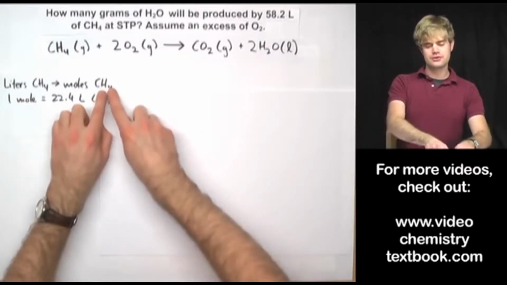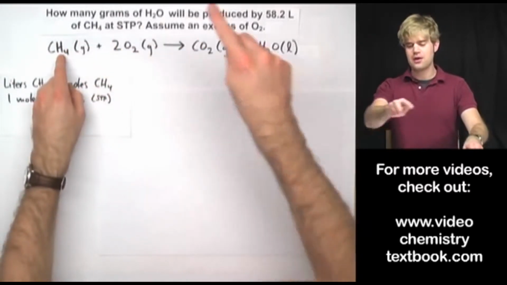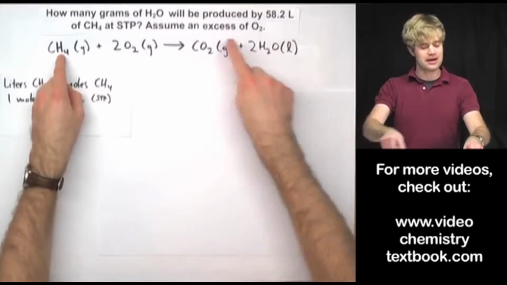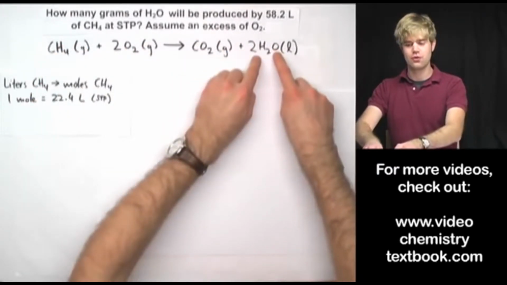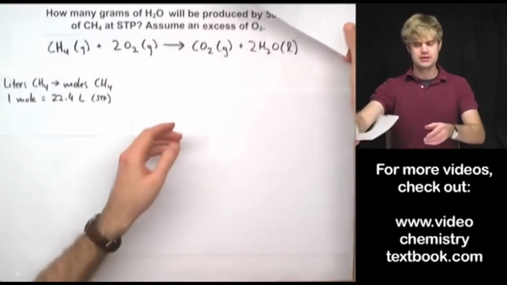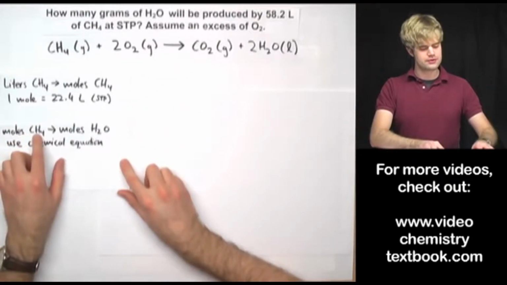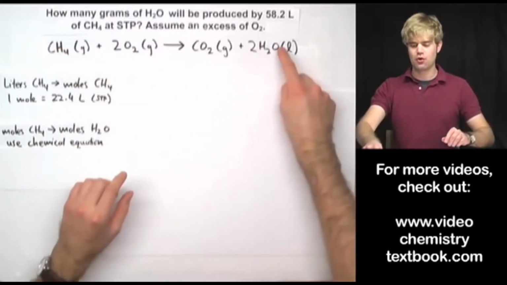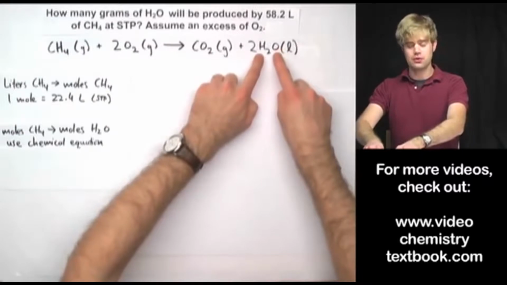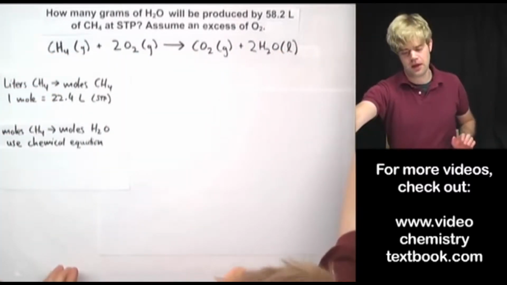After I get my moles of CH4, the next thing that I want to do is find out how many moles of H2O I'm going to get out for that number of moles of CH4. So that's what I say here when I say that our next step is going to be to go from moles of CH4 to moles of H2O. I'm going to use a chemical equation to find out how many moles of H2O I'll get for each mole of CH4 that I put in.